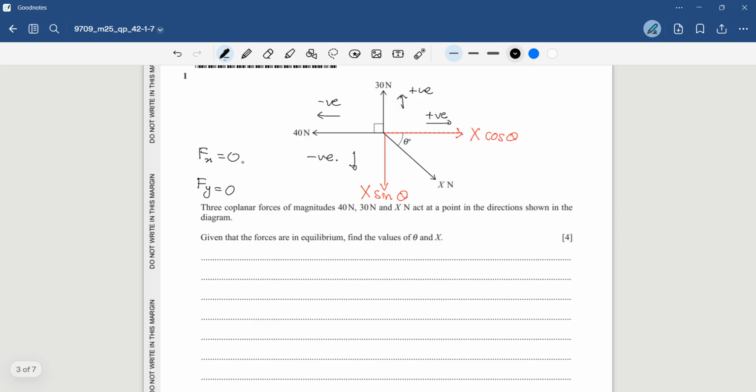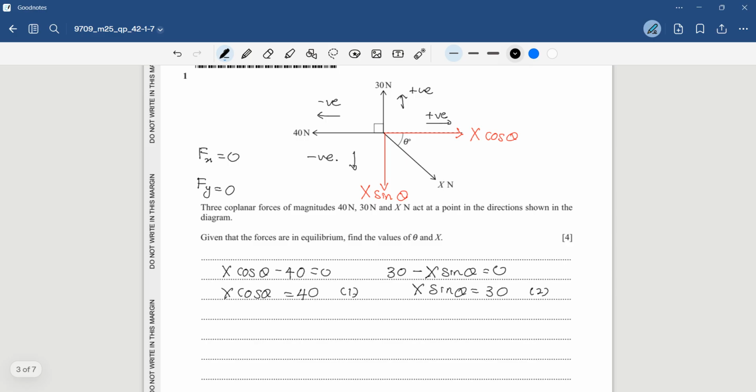equilibrium, so Fx equal to 0, so we can make it x cos theta minus 40 is equal to 0 because it is in the negative direction. Therefore, x cos theta equal to 40. Similarly, it's going to be 30 minus x sine theta equal to 0. Therefore, x sine theta equal to 30. So I make this as equation 1 and this as equation 2.